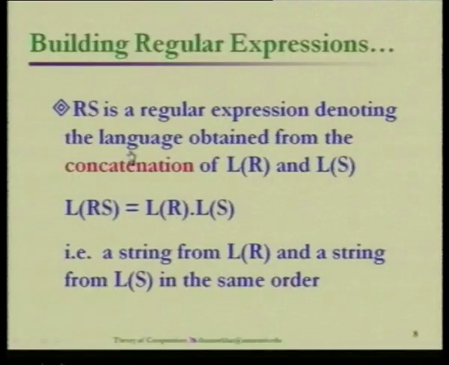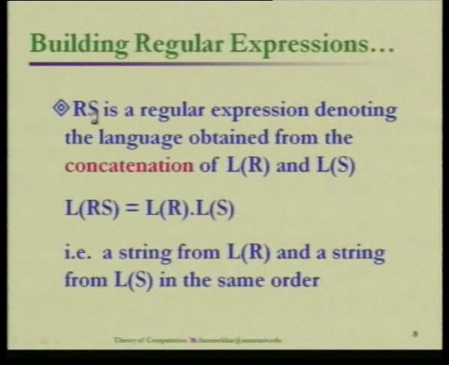Now let us see the next operation, which is concatenation. Suppose you have two regular expressions once again, R and S, with their corresponding languages as regular languages. If you want a new string that is formed out of the concatenation of a string from L of R and a string from L of S, what kind of regular expression is capable of describing that concatenation? It is going to be R dot S.